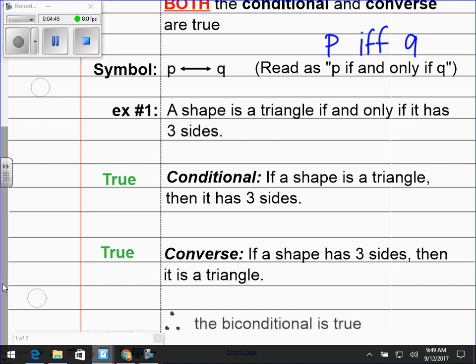So then we come up with these 3 dots. The biconditional is true. And these 3 dots stand for, anybody know? It just means therefore. Mathematicians don't have to write it all out. Those 3 dots mean therefore. So that statement says, therefore, the biconditional is true. We knew that the conditional was true. We knew that the converse was true. So therefore, we can go back and say that the original biconditional is also a true statement.